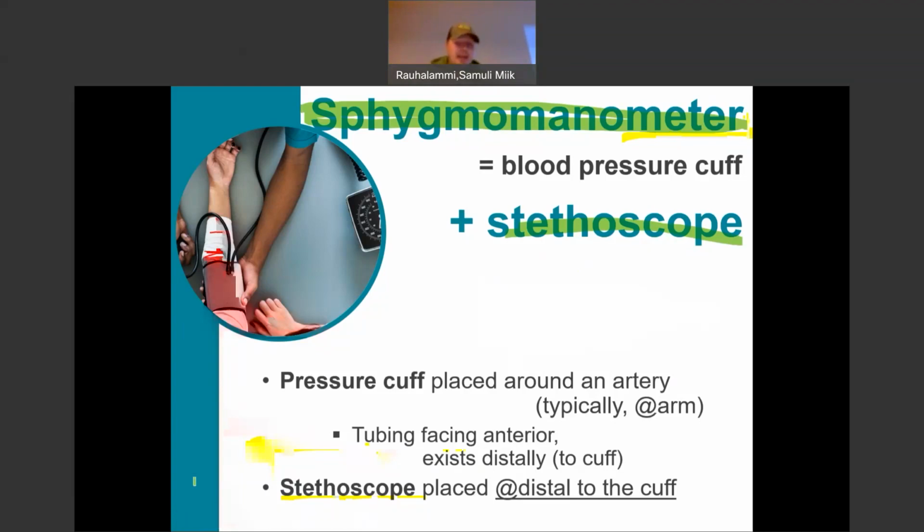You typically would place the blood pressure cuff around an artery at the arm. And it's important that you pay attention to positioning the tubing correctly so that you don't interfere with the process of what you're actually trying to do. And you place the stethoscope more distally to the cuff, so further away on that limb from the point of origin.